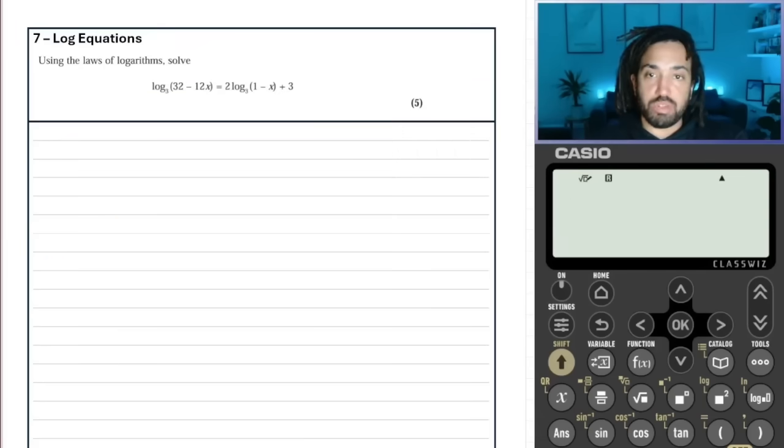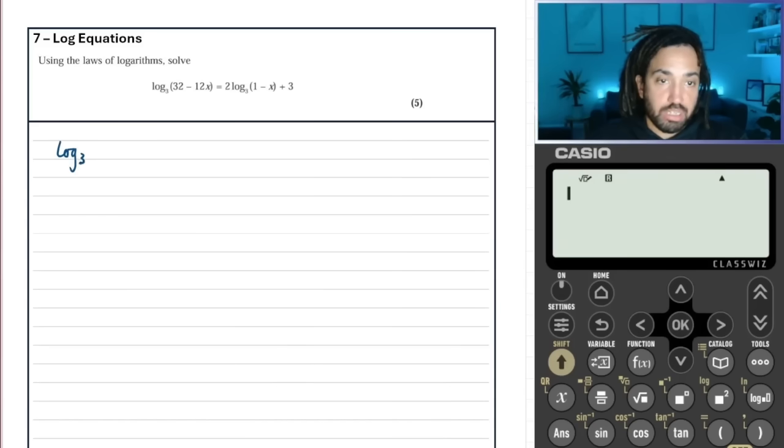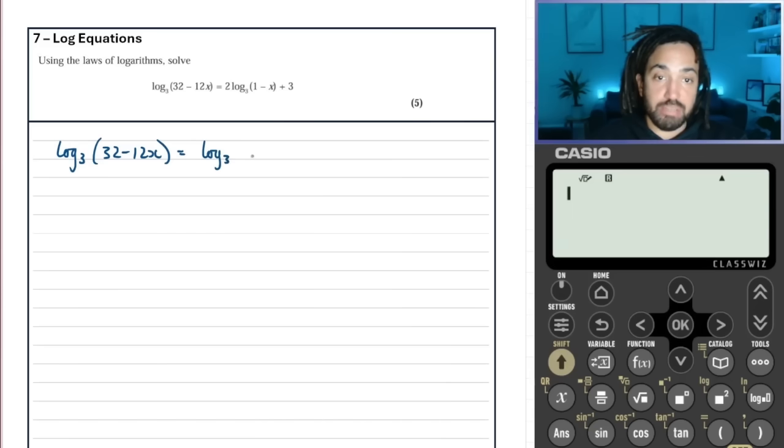Question 7, we've got a classic log equation. Now we're going to start by rewriting the log that has a coefficient, and we're going to use the log law, which tells us that if there's any coefficient in front of the log, we can raise the input to that power. So it becomes 1 minus x squared, like so, plus 3.